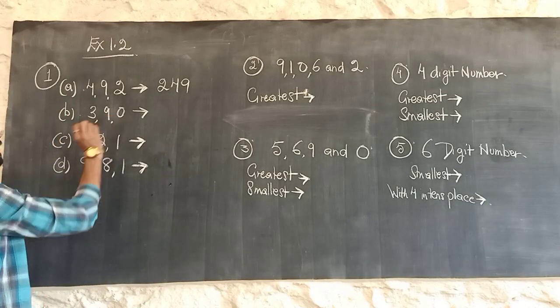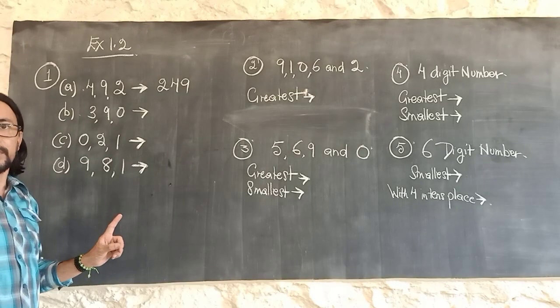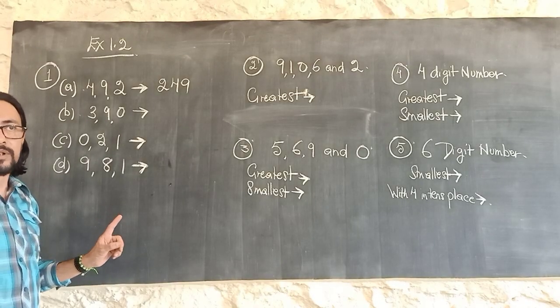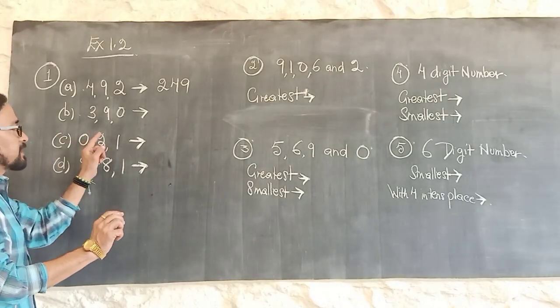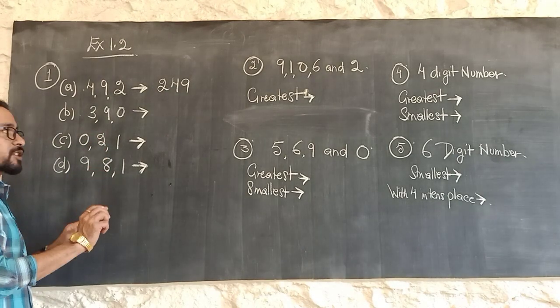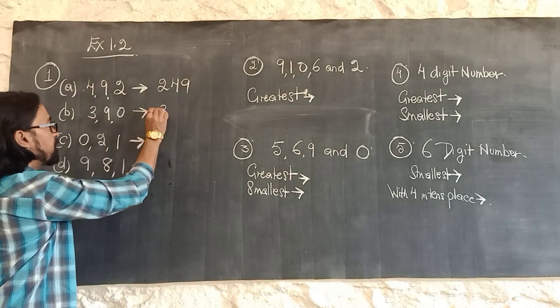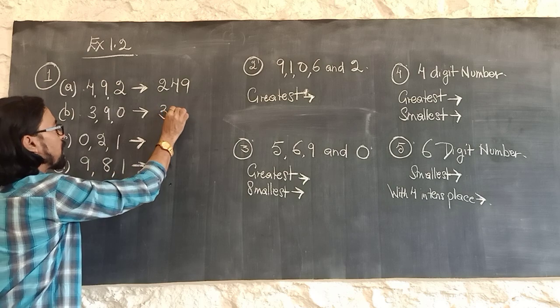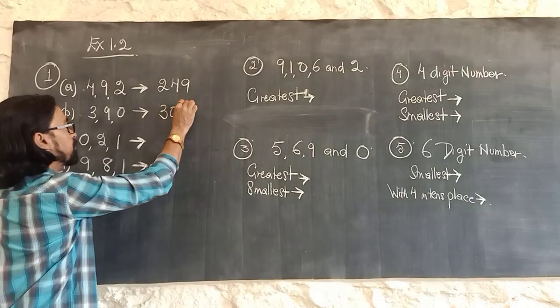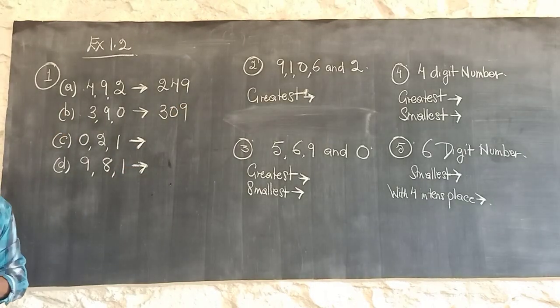Part B says 3, 9 and 0. Now I cannot start a number if it is smallest with 0. Which is the next number amongst these 3 digits that is greater than 0? That is number 3. So 3 will come first. Immediately after 3 you have to put 0. And the last one will come 9. So the number becomes 309.